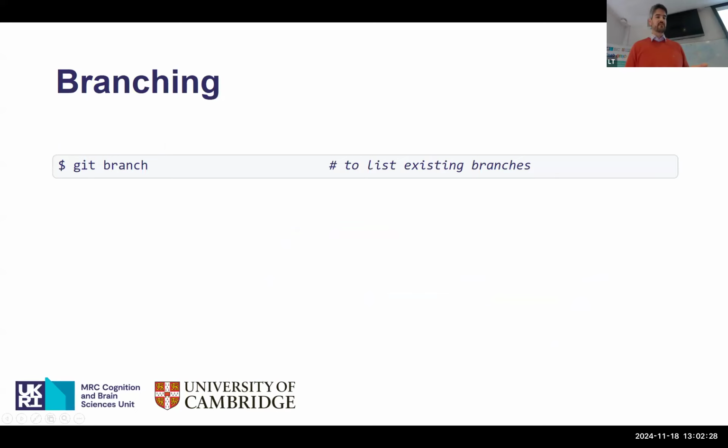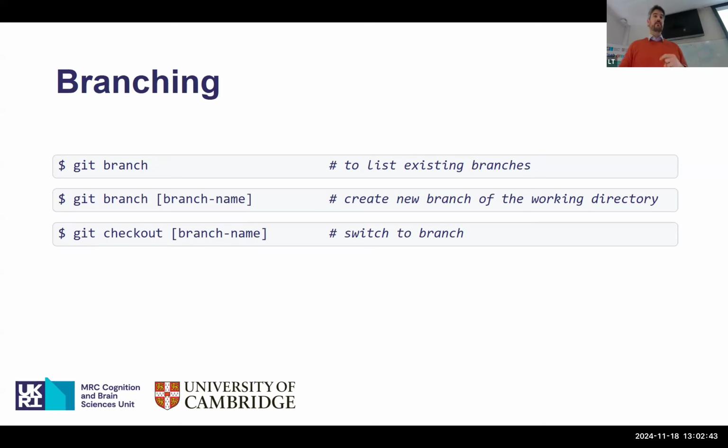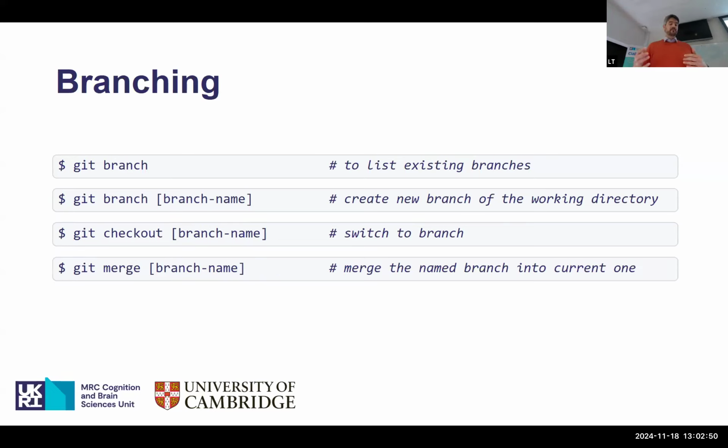The command is just git branch, which lists all the branches. There's always the main branch, which I mentioned already. That's where you're working. You can create a new branch by saying git branch and then giving it a name, and then you can check out that branch using git checkout and your branch name. Once everything is all good, you go to the main branch and say git merge and the name of the branch you would like to integrate into the main, and that's it.